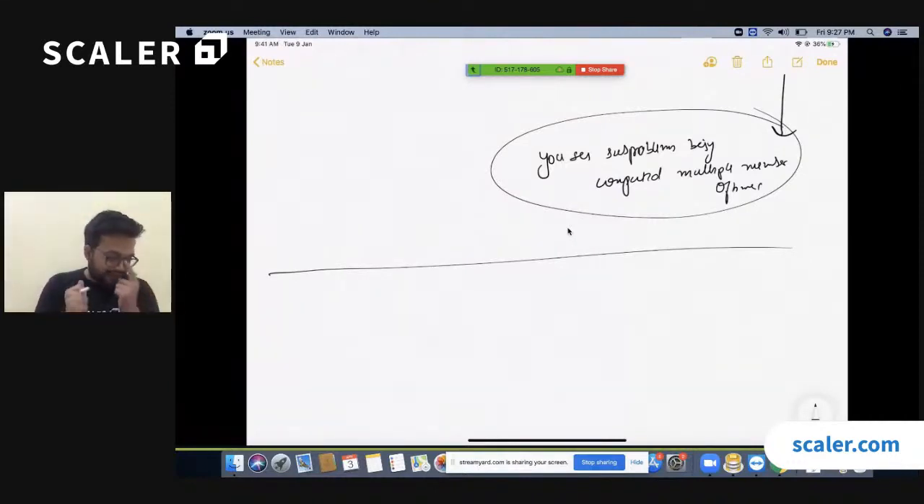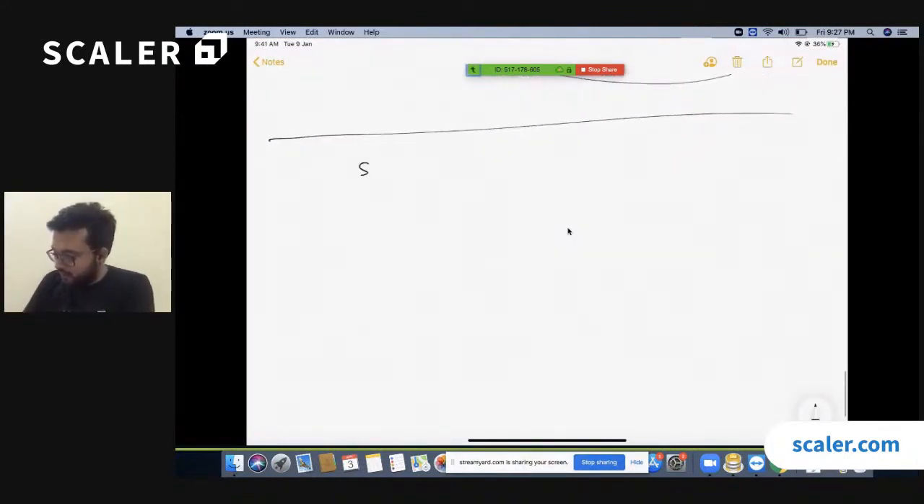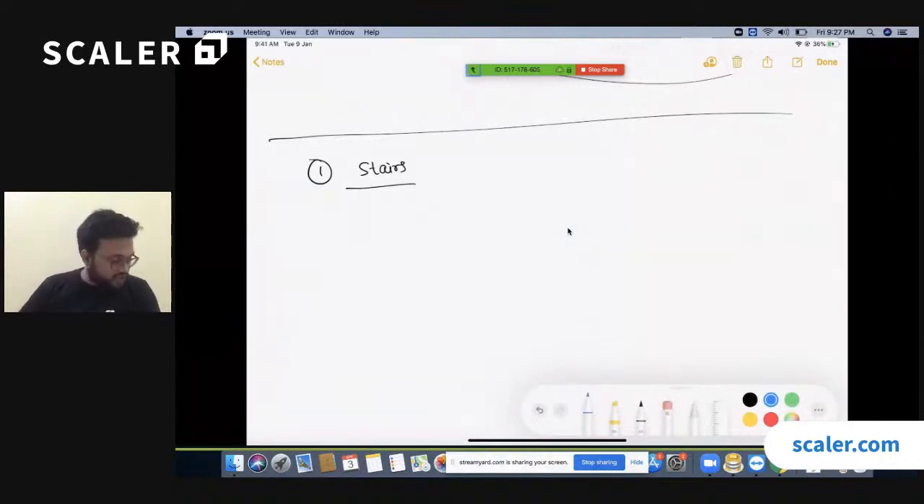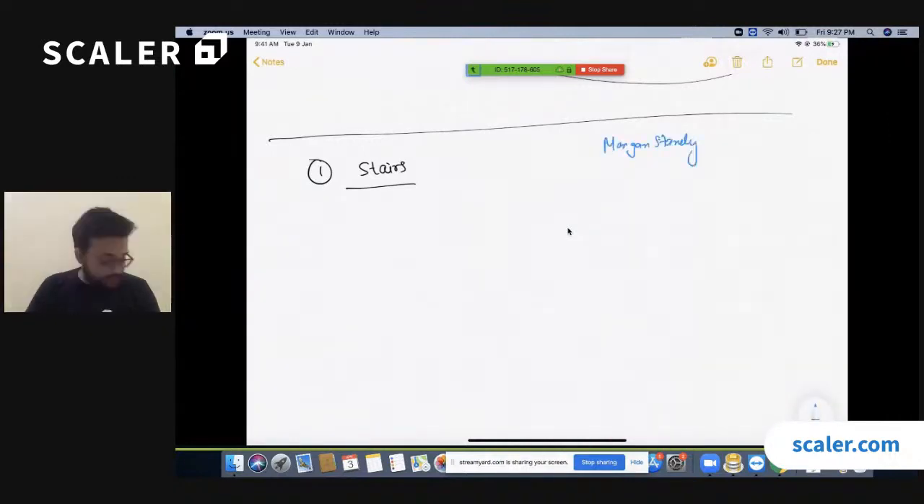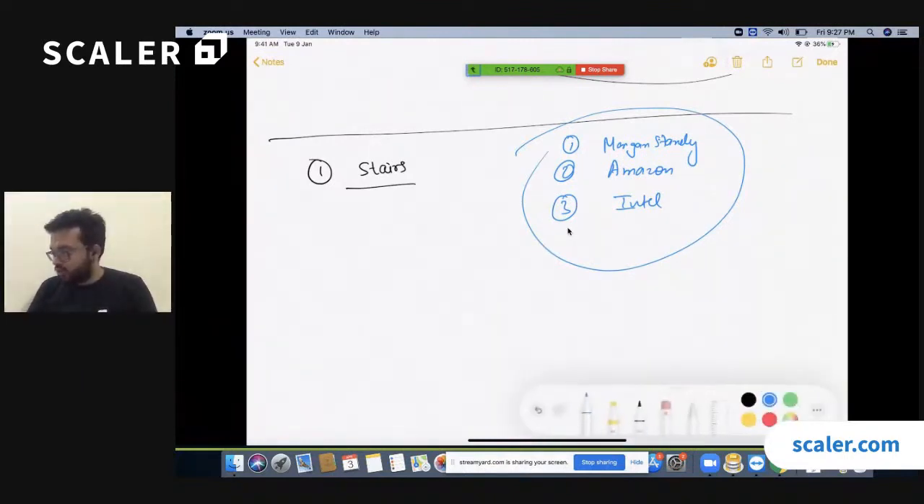Okay. The very first problem that I would want to discuss with you guys is called the problem of stairs. So this is a problem that is actually asked in several product companies. This problem was asked at Morgan Stanley. This problem was asked at interviews of Amazon. This problem was also asked at interviews of Intel. So just by looking at the companies that have asked this problem, you would have gotten an idea that yes, this happens to be a very, very interesting application of dynamic programming. Okay, cool. Let's define the problem.